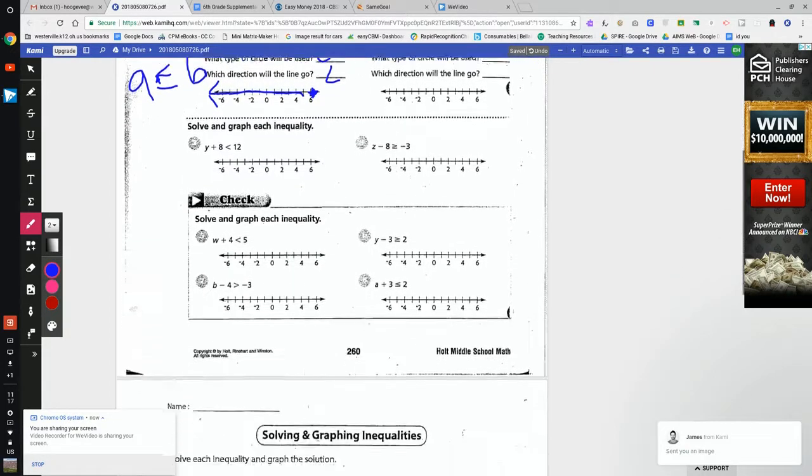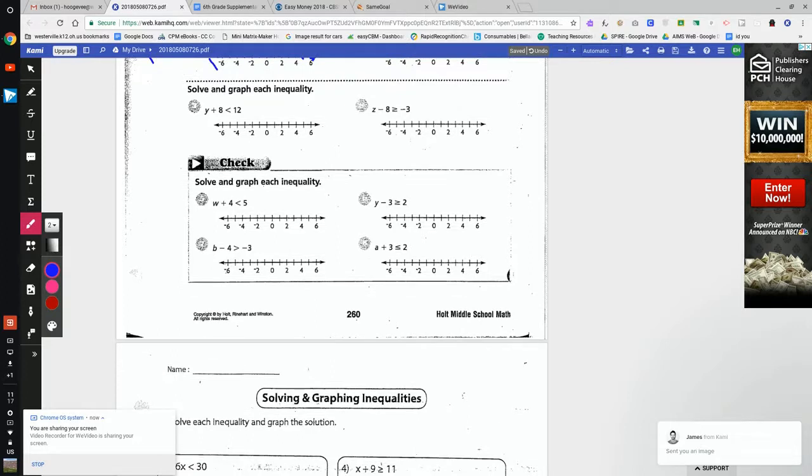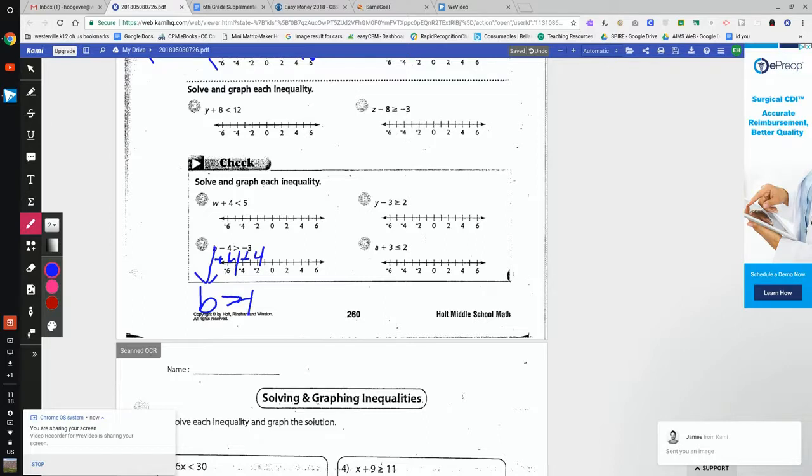Coming down to do one more. We got B minus 4 is greater than -3. So how do I get rid of -4? I add 4. Bring down my B. B's by itself now. When I do the one side, I do the other. So I add 4 to -3. So if I owed someone $3, I had $4, I now have myself $1 in my pocket. So again, my arrow is pointing at the right. I need to make an open dot on the 1 and send it to the right.